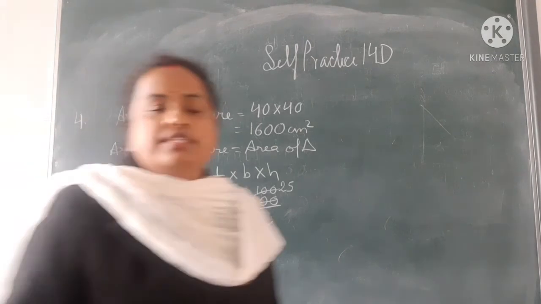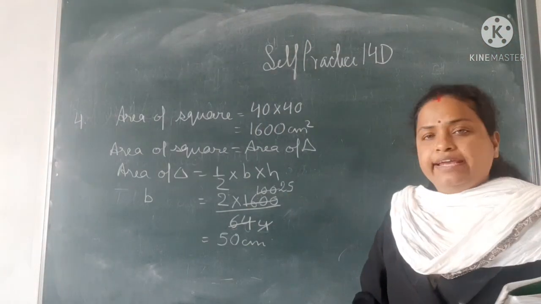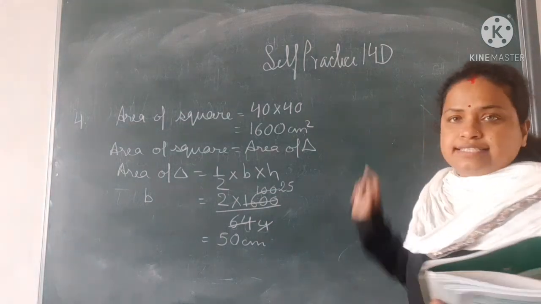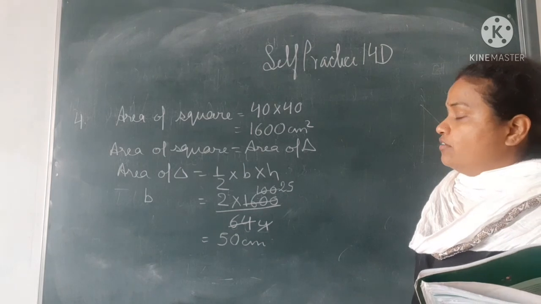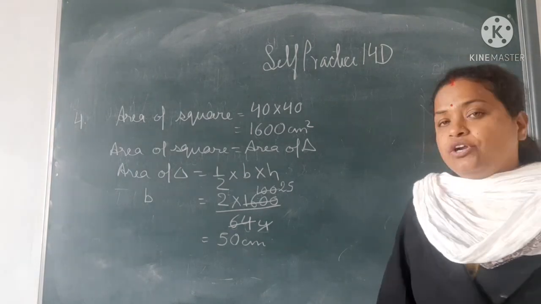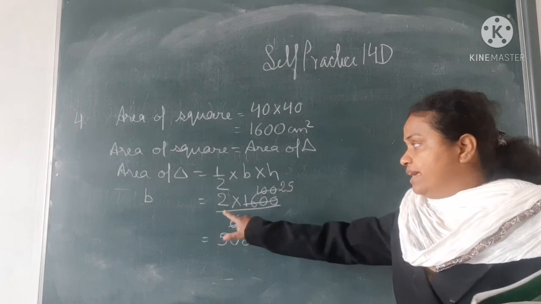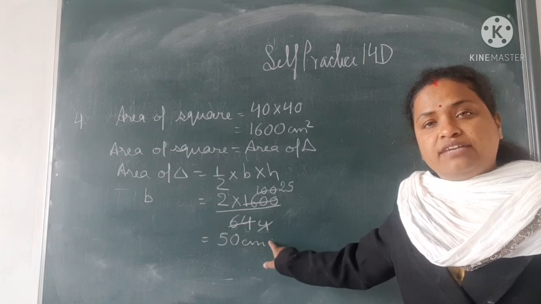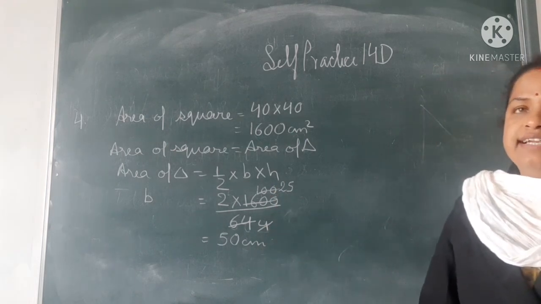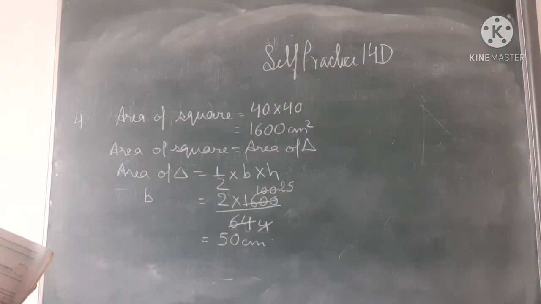Okay, what is given? It is given in the question that the area of the square is equal to the area of the triangle. So both you will get as 1600 centimeter square. So now the area of the triangle is half into base into height, and you have to find the base. The base will be how much? 2 into 1600 upon 64, that will be equal to 50 centimeter.